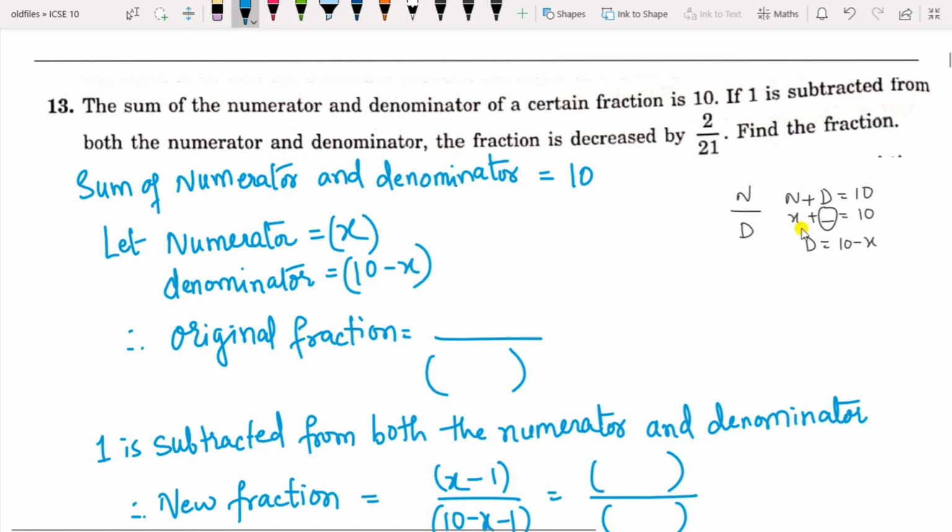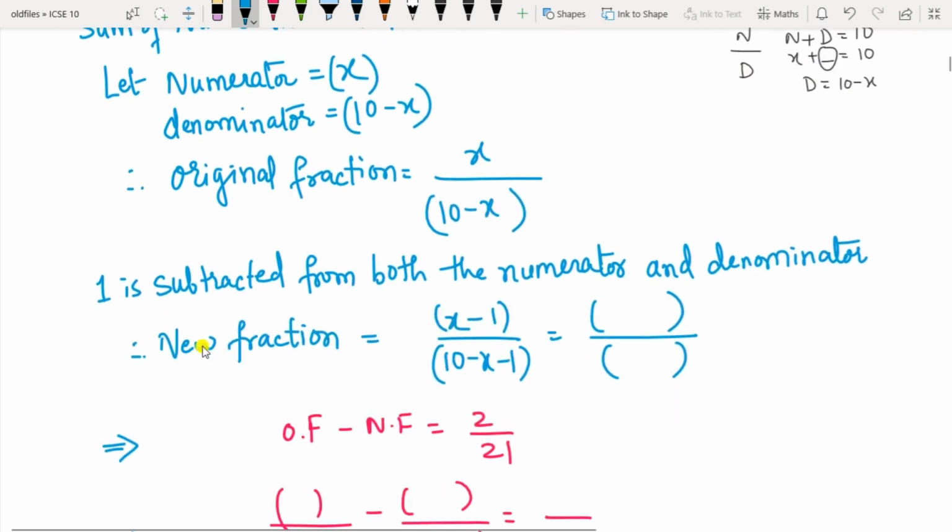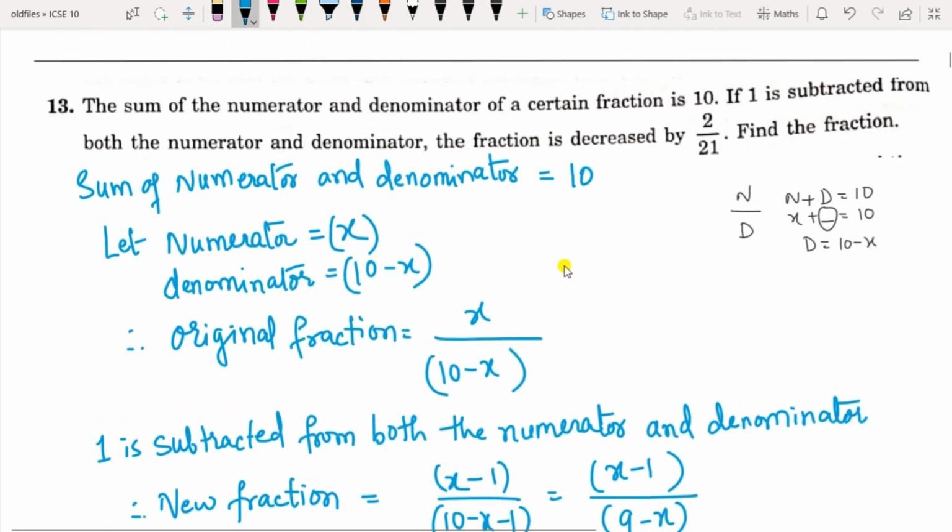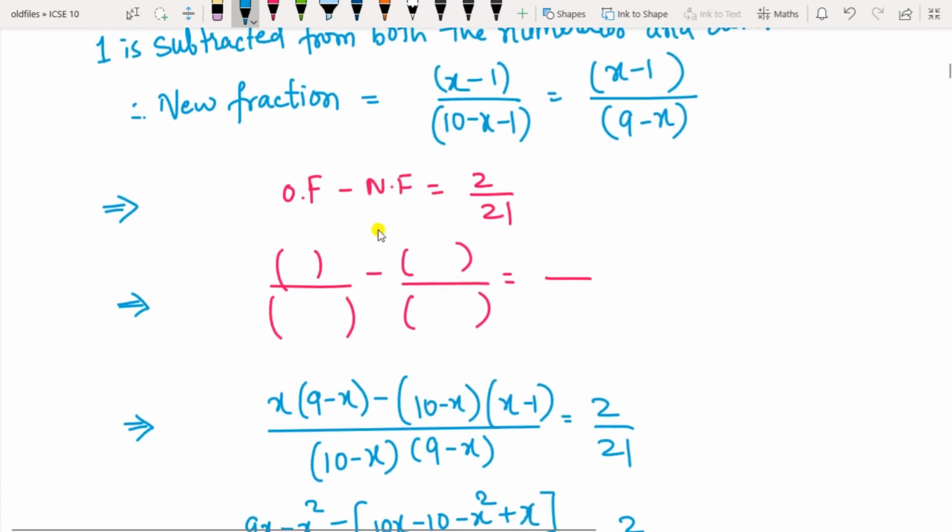So the original fraction becomes numerator upon denominator, that is x upon 10 minus x. Further, they are writing that if 1 is subtracted from both numerator and denominator, this new fraction will become x minus 1 upon 9 minus x. This is the new fraction. Then the fraction is decreased by 2 by 21. So on subtracting 1 from numerator and denominator, this fraction is decreased from the original by 2 by 21. Means original fraction minus new fraction equal to 2 by 21.